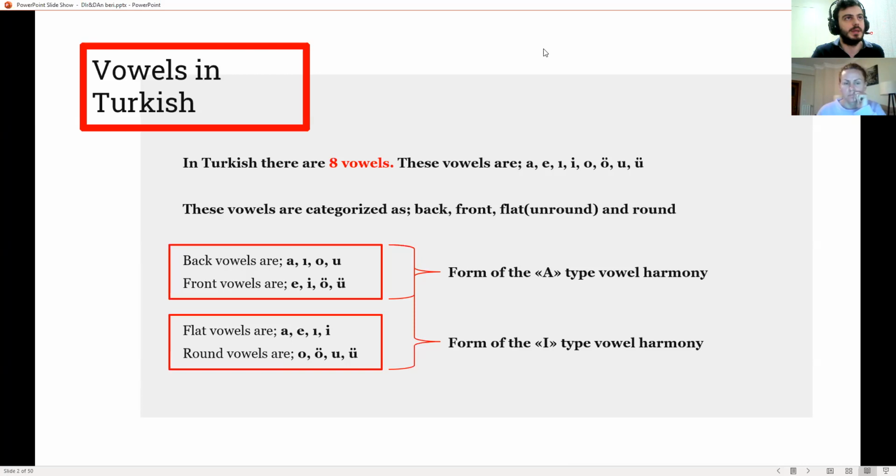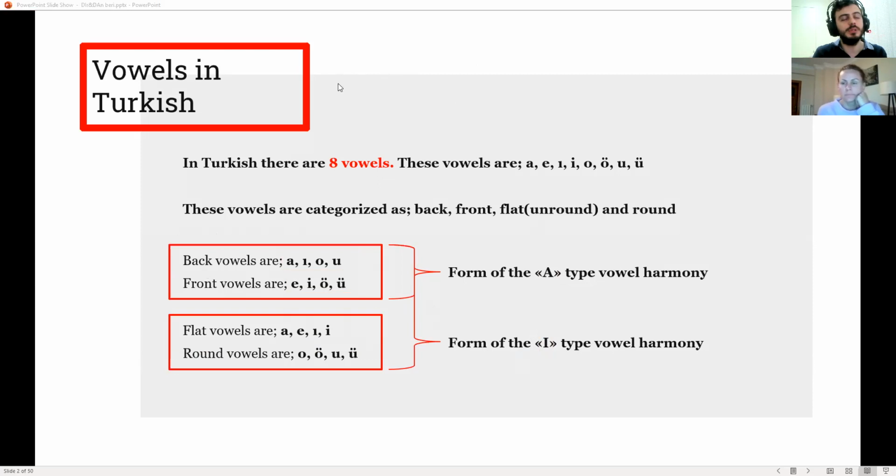We have the A-type vowel harmony, and in this one I have two options: it can be A or E. When I have A, I, O, U, I have A as a suffix. When I have E, İ, Ö, Ü, I have E in my suffix. Then I have the I-type vowel harmony, which is a combination of these two categorizations, and I have four options in this one: I, İ, U, Ü.